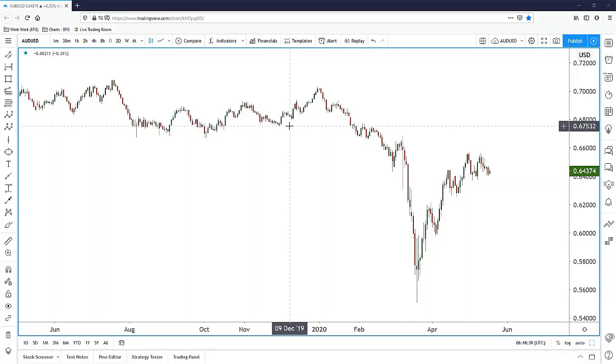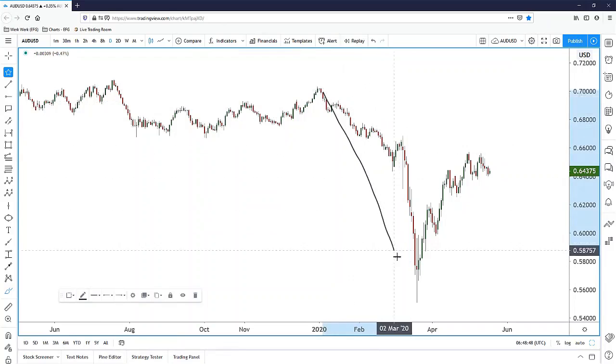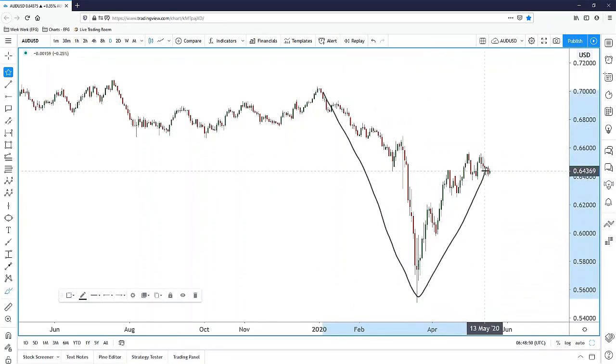So I want to start off with the daily chart because on the daily chart, there is a very nice configuration. What I see over here is that price made a strong push down and then another strong push up, almost like a V-shaped recovery. But at the end of this push, there was what seems like a double top pattern.